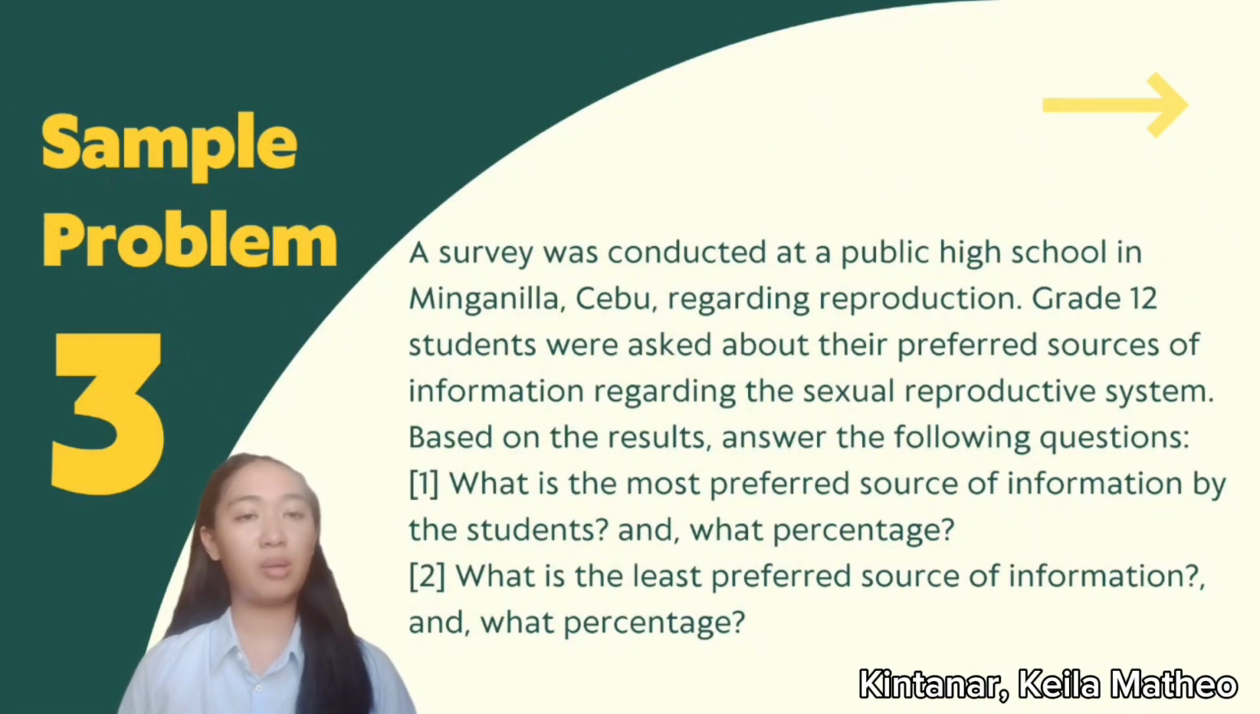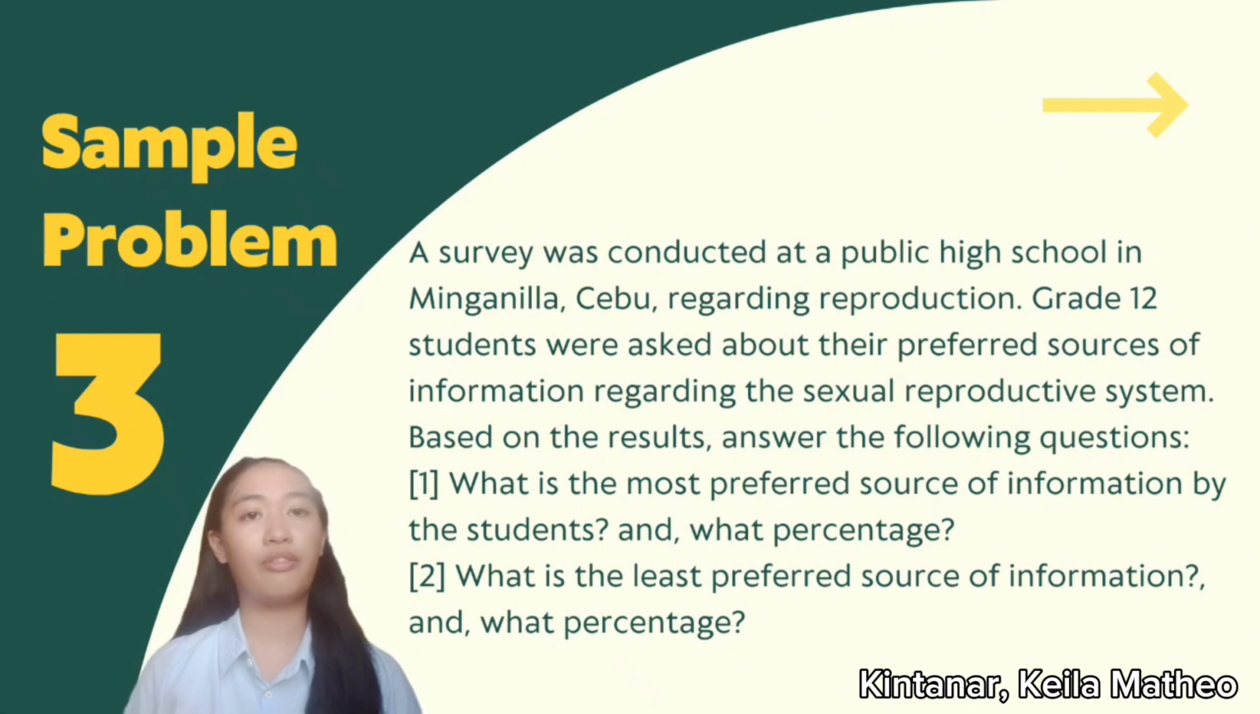So here's another problem that shows the use of a bar graph. A survey was conducted at a public high school in Minglanilla, Cebu regarding reproduction. Grade 12 students were asked about the preferred sources of information regarding the sexual reproductive system. Based on the results, answer the following questions. 1. What is the most preferred source of information by the students and what percentage? 2. What is the least preferred source of information and what percentage?